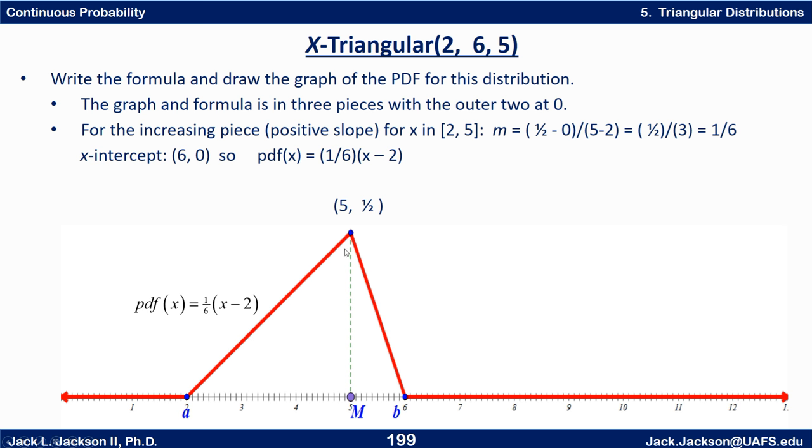As you go from this point here to this point here, we go to the right 5 minus 2, that's 3, so delta x is 3, and we go up 1/2, so that's 1/2 divided by 3, which is 1/6. Or do y2 minus y1 over x2 minus x1, 1/2 minus 0 over 5 minus 2. Okay, so that's 1/2 over 3 either way, which is 1/6. The x-intercept is 2, 0, so the PDF of x is 1/6 times (x minus 2). That's for this increasing part.